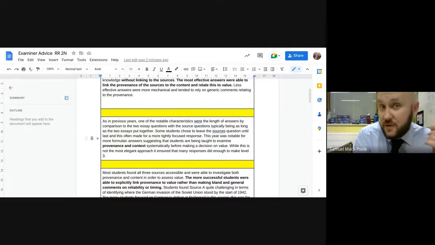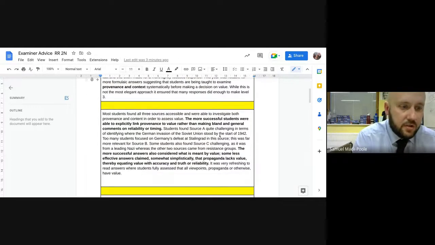Whilst this is not the most elegant approach, it ensured that many responses did enough to make a level 3, which means that you're kind of guaranteed a C grade, at least on that question, if you follow that response. So most students, here's another piece of advice. Most students found that all three sources were accessible and were able to investigate both provenance and the content in order to assess value.